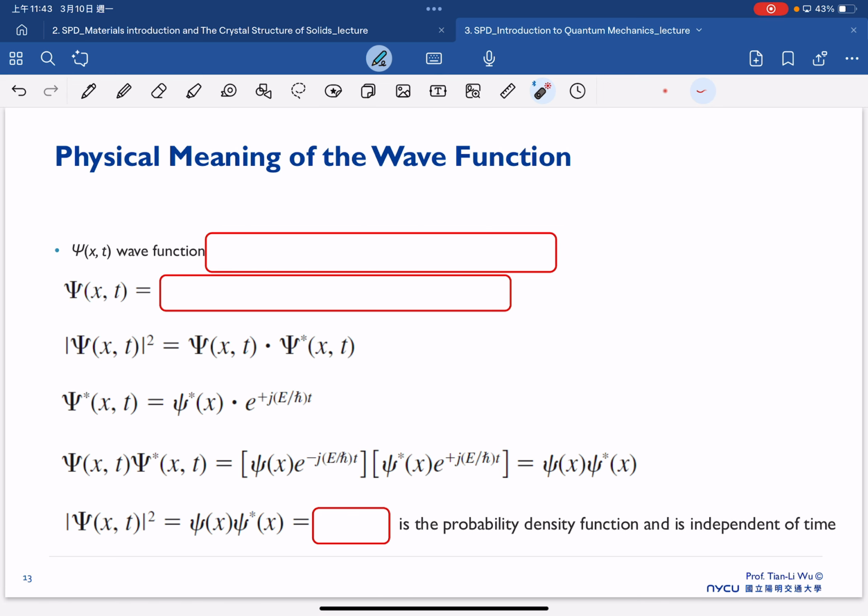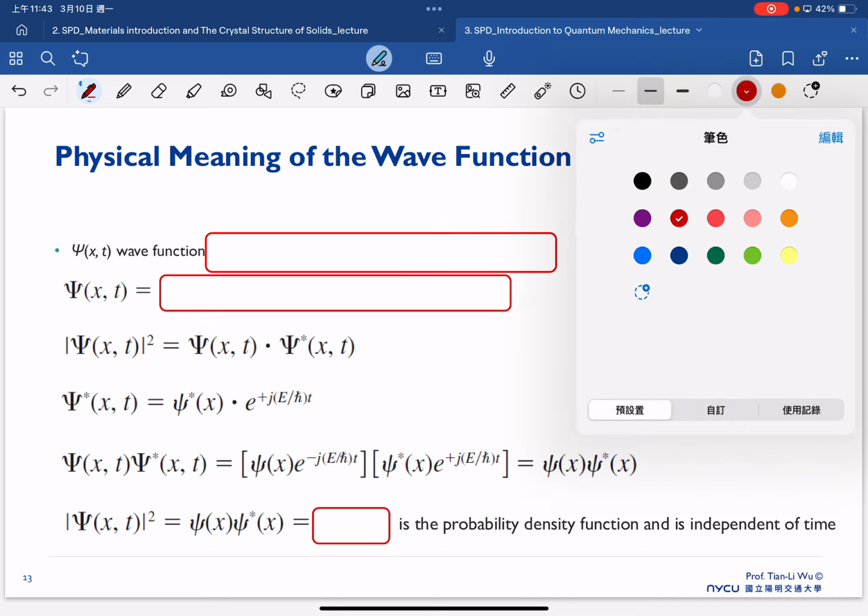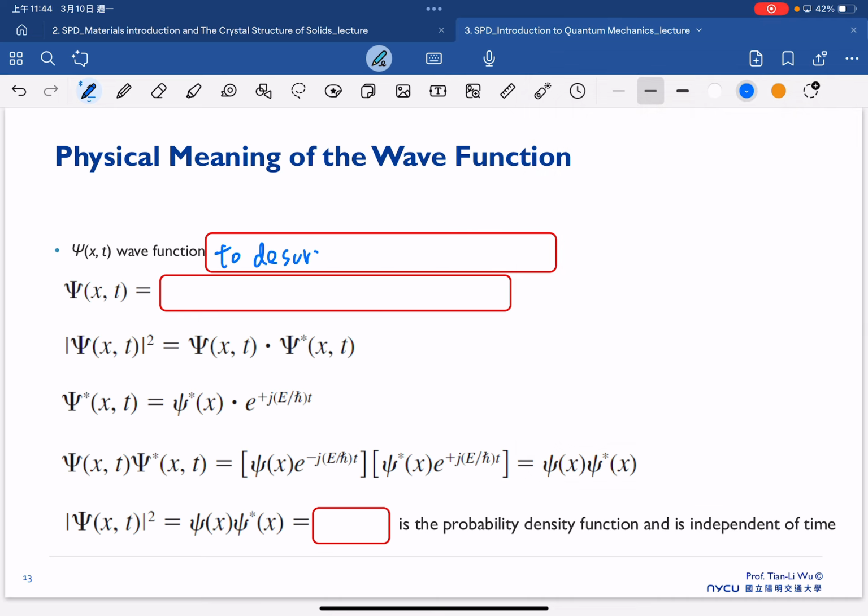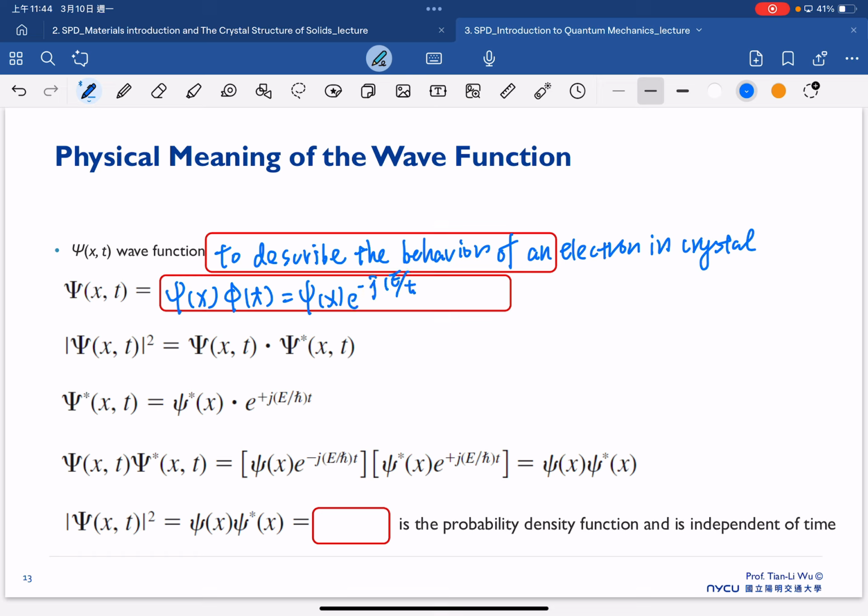And the wave equation has a physical meaning. Actually, the wave equation is to describe the behavior of an electron in crystal. So also from the previous slide, we already know the wave equation can be considered as an equation where we have phi x times phi t, and will become phi x exponential minus j e over h bar t, which is equal to this one.